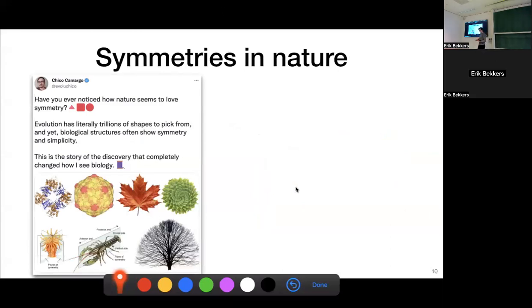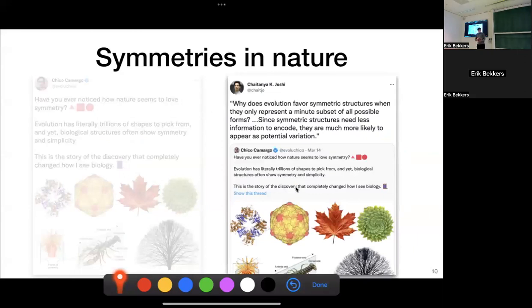Yeah, then there are symmetries in nature. People studying this are amazed by all these patterns that you see in nature, seemingly random. Why does this happen? We see nice protein structures with symmetries. We see leaves, we see organic structures. And the answer to why we see this is, I think, nicely quoted by Chaitanya Joshi: symmetric structures need less information to encode and are therefore much more likely to appear as a potential variation.